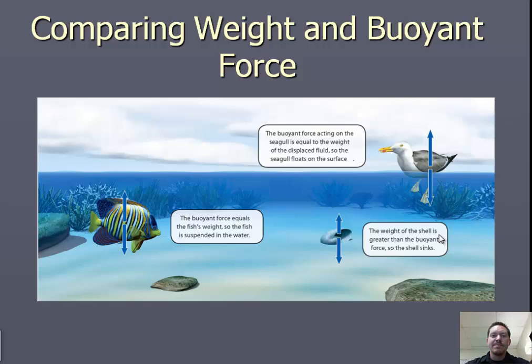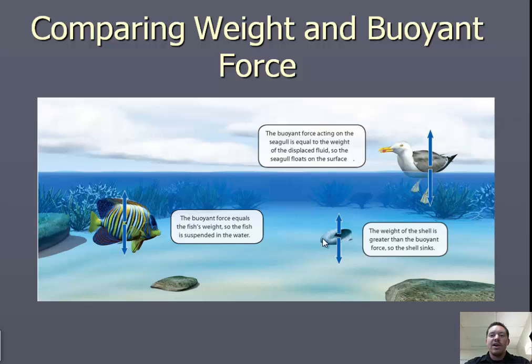Some more information. If we look at the fish in the water or the seagull sitting on the water, the buoyant force is equal to either of those objects' weight, allowing the fish to stay suspended in the water or the seagull to float on the water. But if we have this shell that we've put in the water and it's sinking, the weight of the shell is greater than the buoyant force. So we could say that this shell has less buoyant force than weight.